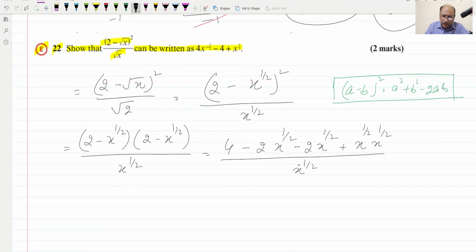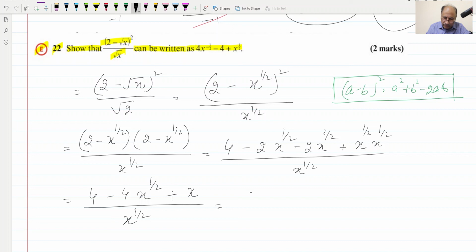Now further we can simplify, we can add the like terms. So 4 minus 4x raised to the power 1 by 2. We have combined these two terms, and then plus we can multiply x raised to the power 1 by 2 into x raised to the power 1 by 2 will be x raised to the power 1 by 2 plus 1 by 2 will be x, and now we can further divide it by x raised to the power 1 by 2.